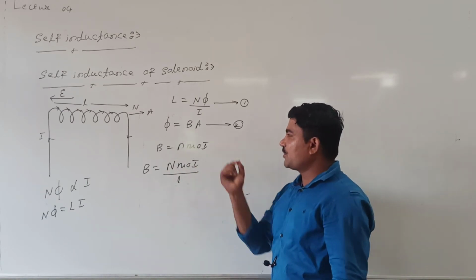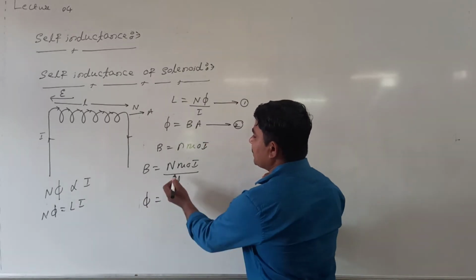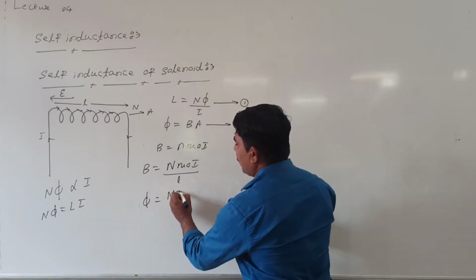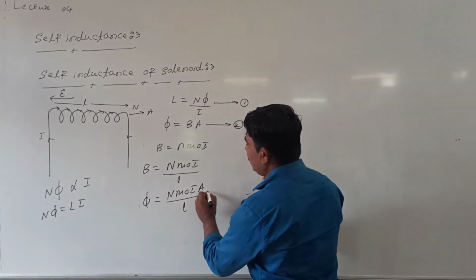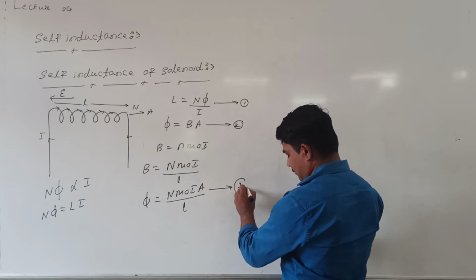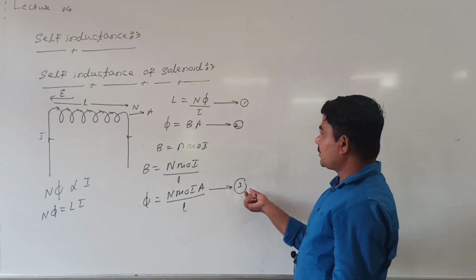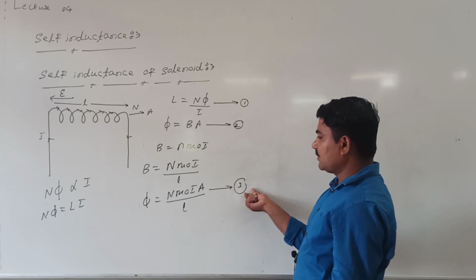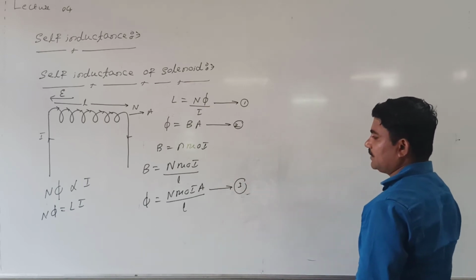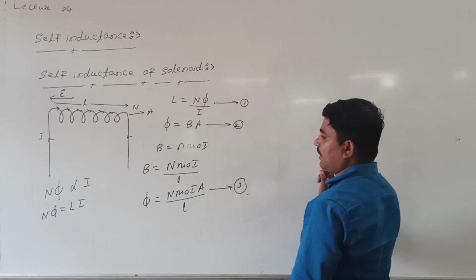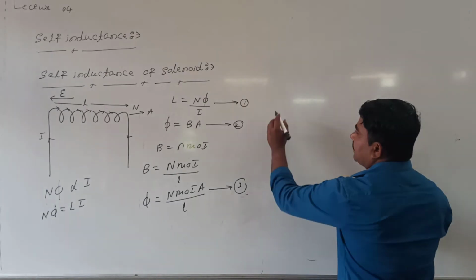Then what about this equation 2? Flux is equal to B times A, which is N mu naught I into A whole divided by L. Call this equation number 3. Now put equation 3 in equation 1. What will we get? See here.